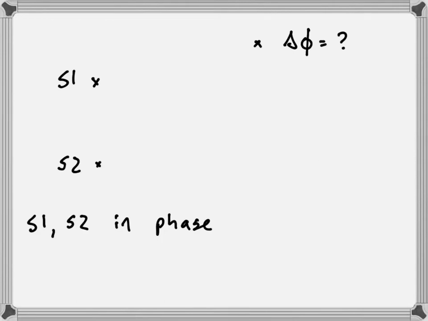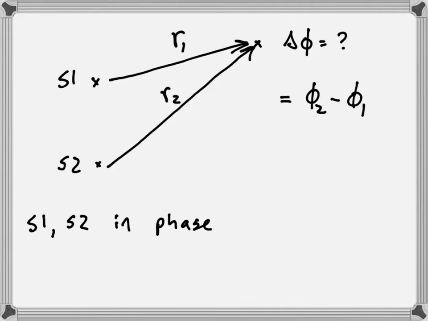So to summarize a little bit what we just said: if we have two sources of waves, S1 and S2, producing waves, and we are sitting at some point in space wondering what the difference in phase is at this particular location, the difference in phase is going to be determined by the distance to source number 1 and the distance to source number 2. In this discussion, we're going to assume that S1 and S2 are in phase. So the difference in phase is going to be given by phase number 2 minus phase number 1.